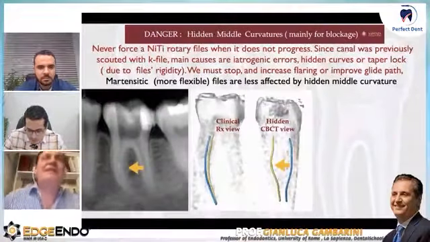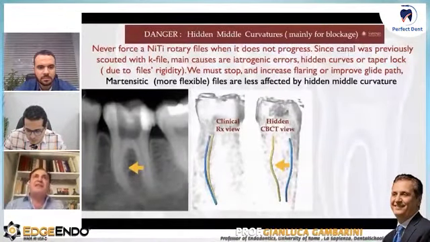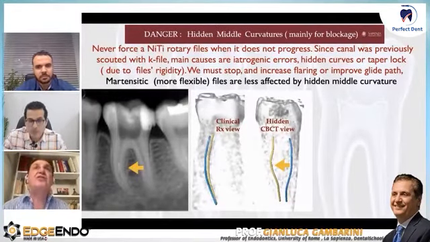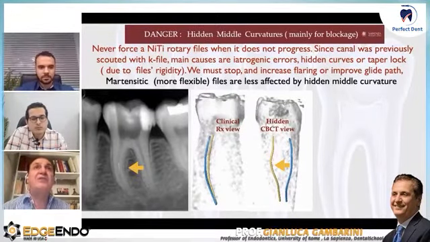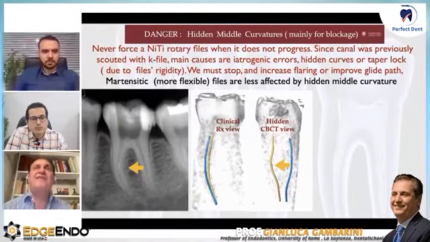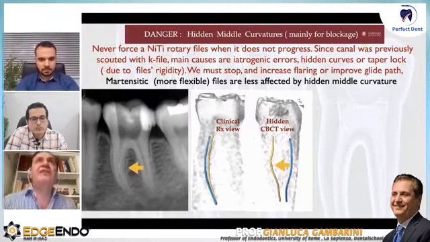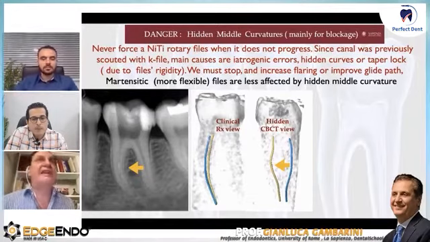But also you have to understand that sometimes we also have hidden curvature. This is a very typical case, an instrument fracture in the middle part of the canal. And the reason why, because there was a hidden curvature. So when we have this hidden curvature, we have to deal with this curvature before going to the apical part, because otherwise they will create too much interference and too many problems for our instrument.